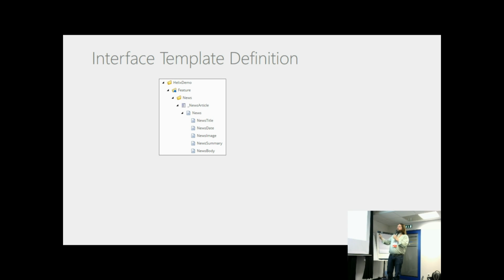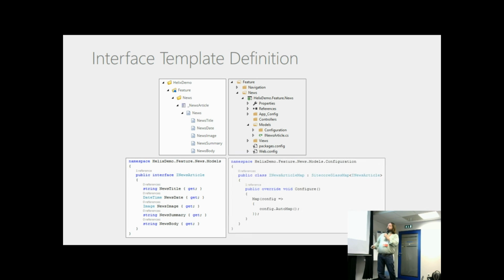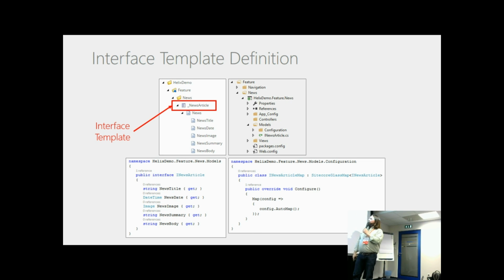And then just quickly about the interface itself, the interface template is defined in the feature folder of the news module. This is what contains all the fields. So here's all the fields that we've got defined for a news article. This corresponds directly to our model in the project, in the feature layer, that is iNewsArticle. We look at that one. It's got the exact same field names as the interface template did.